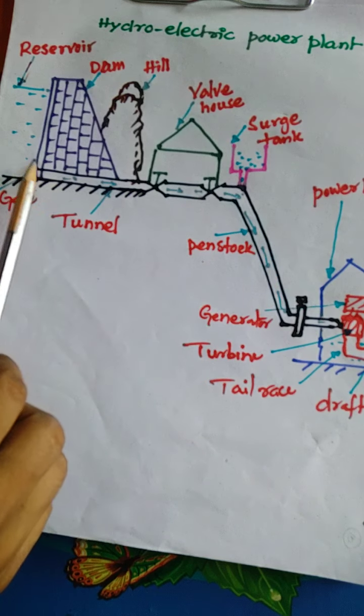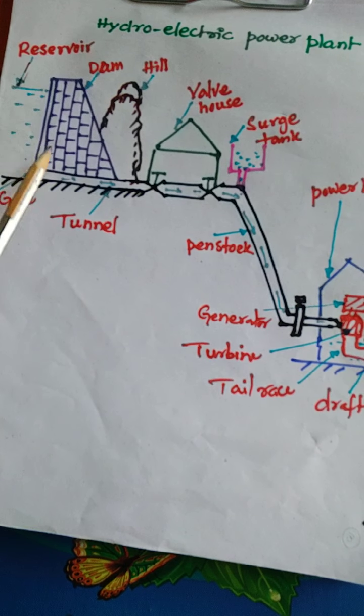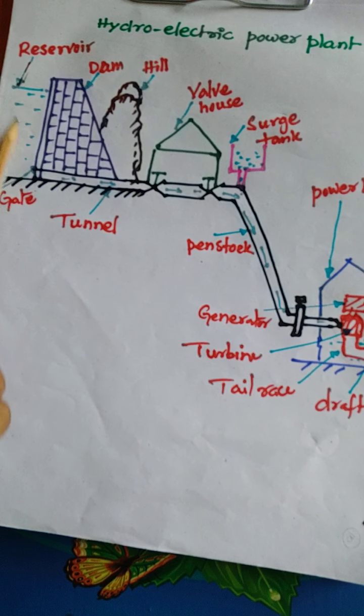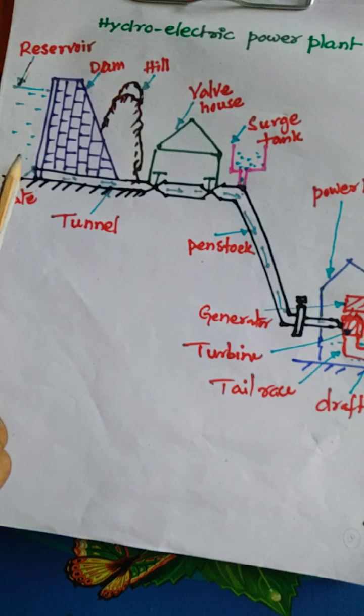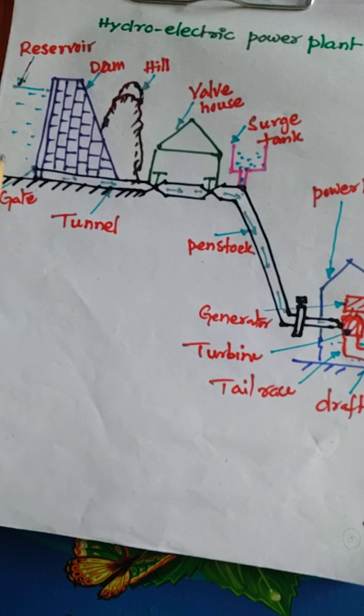That is why, first, the height of the water level matters. So these reservoirs are mainly constructed at hill areas. Wherever the height of the water levels is greater, only those areas are selected to construct the dams.